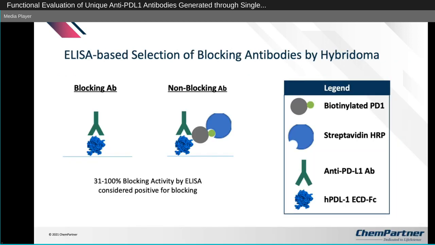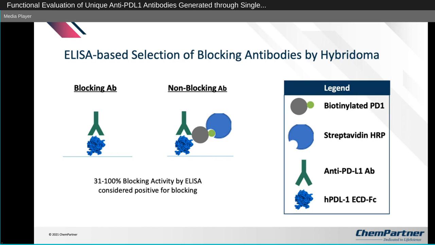This slide shows the format of the ELISA-based blocking assay that was used for hybridoma supernatant screening. In a classical format of a blocking assay, we coated with human PD-L1 ECD-Fc and came in with anti-PD-L1 antibody from supernatant and detected that either in the presence or absence of biotinylated PD-1. If there is complex formation with biotinylated PD-1, that would indicate it was a non-blocking antibody. If the signal completely excluded the biotinylated PD-1, that would suggest it was a blocking antibody.